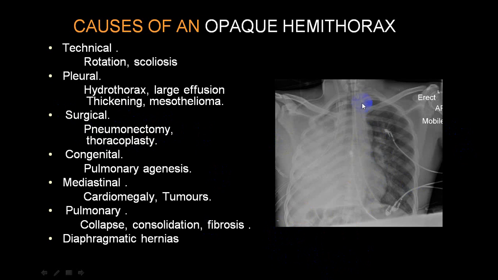You can see here, there is a radio opacity on the right side. I cannot identify the dome of diaphragm, right costophrenic angle, right cardiophrenic angle, right atrium, right hilum. I cannot identify. Trachea is towards the right side. There is a little crowding of the ribs. This is right side collapse of the lung. Clear.